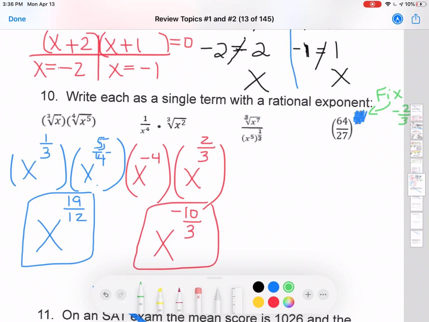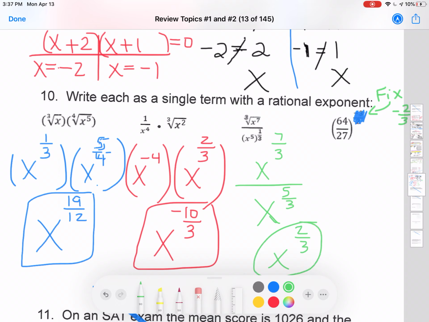All right, thumb on top. So we've got x to the 7/3 divided by the power on the bottom. Power to a power means multiply. So x to the 5/3. And now this is division. So when we divide, we subtract the exponents. So this will be x to the 2/3.